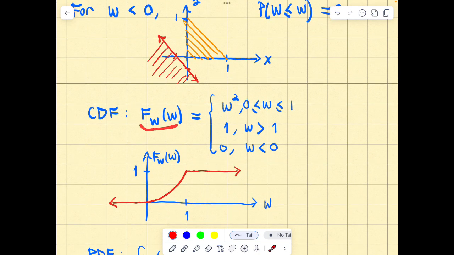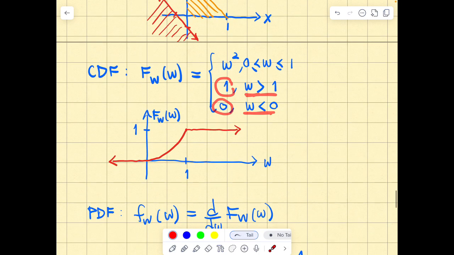So the CDF for this random variable W can be broken down into 3 cases. When w is between 0 and 1, then it's w squared. Bigger than 1, then it's 1. Less than 0, then it's equal to 0. You can plot this, right? So the CDF looks like this, and again, it keeps increasing from left to right.